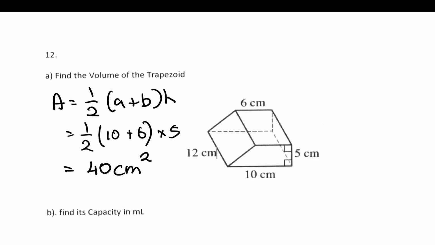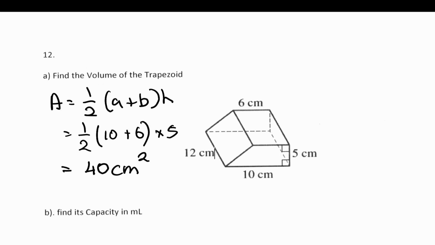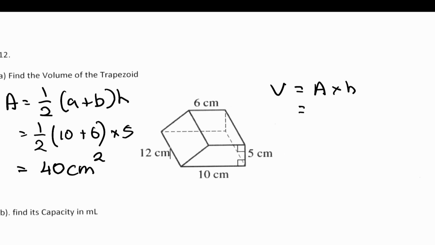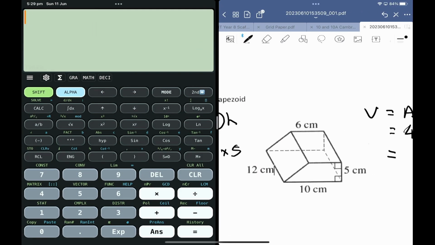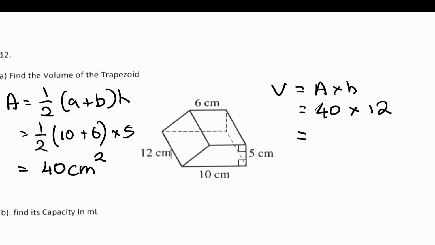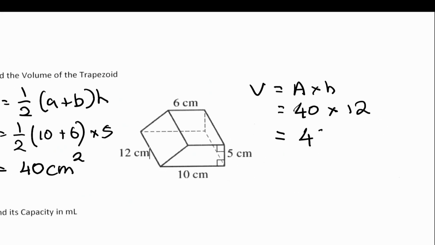But it didn't ask us to find the area, it asked us to find the volume. So now we need to do the second step, which is volume equals area times h. So that is 40 times the remaining dimension, the height, the only number we haven't used yet, which is 12 centimeters. Gives us 40 times 12 is 480 centimeters cubed.